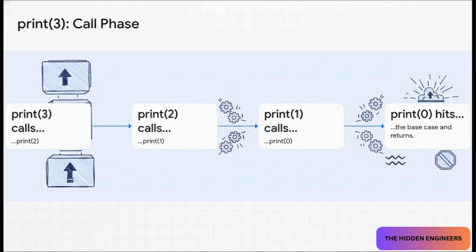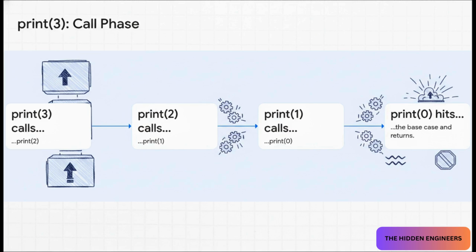So let's trace this. What happens when we call print3? First, print3 gets put on the call stack, a new plate. But before it can do anything else, it calls print2, so another plate goes on top. Then print2 calls print1, another plate. And finally, print1 calls print0, one more plate.